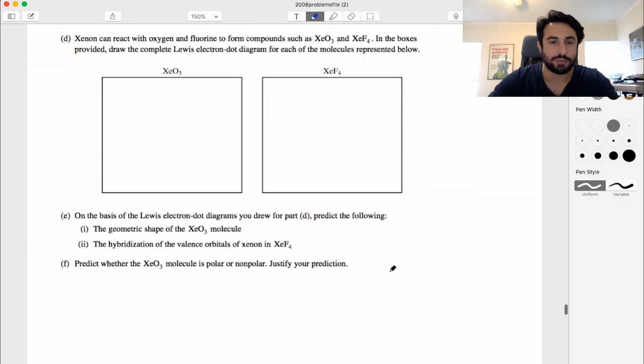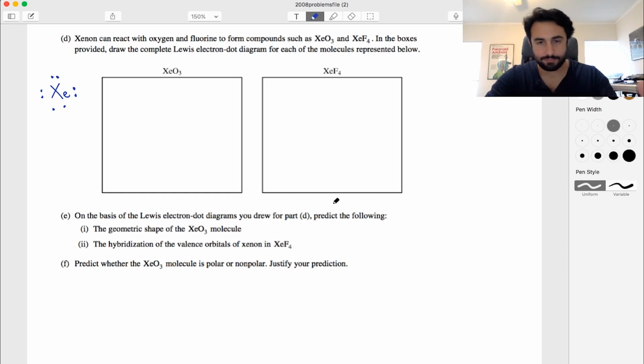Now we're going to pivot to a different concept. Xenon can react with oxygen and fluorine to form compounds such as XeO3, XeF4, and that may be surprising, right? We're used to the idea that noble gases or inert gases do not react, but actually xenon is so big and polarizable that it can form covalent compounds. So we want to draw the Lewis dot structures here for these molecules, and they're a little bit tricky. The reason for that is that xenon has 8 valence electrons, right? It is a noble gas. It's got 8 valence electrons.